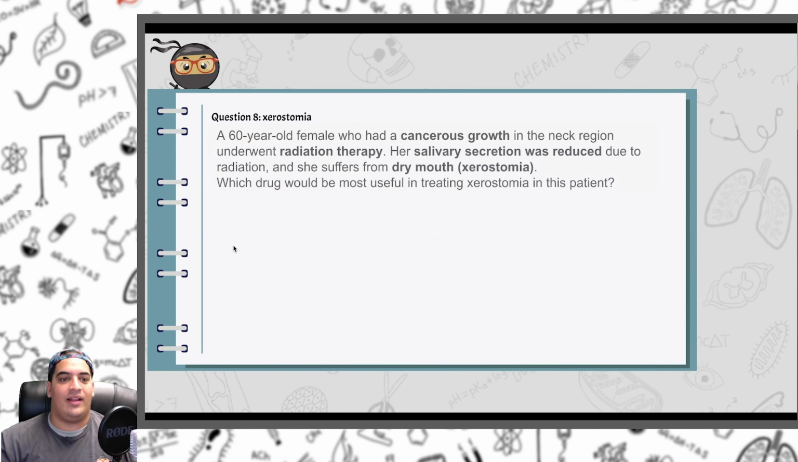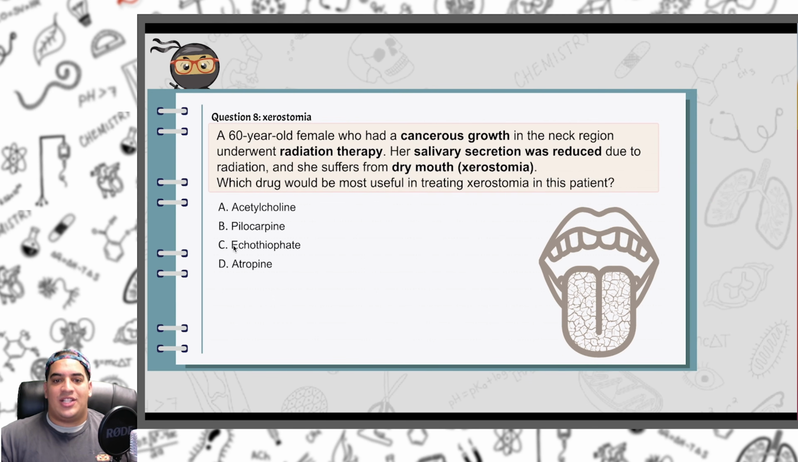All right, great. A 60-year-old female has a cancerous growth in the neck region and underwent radiation therapy. Her salivary secretions have been reduced due to the radiation. She suffers from xerostomia, dry mouth. Which drug is most useful in treating xerostomia? Well, we don't use acetylcholine anymore. And atropine is an anticholinergic agent. So we're talking about cholinergic agents. Anticholinergic means that you're going against parasympathetic. Remember, with parasympathetic, you want to cause salivation, lacrimation, and those types of effects. So atropine would oppose that. So it can't be this one.